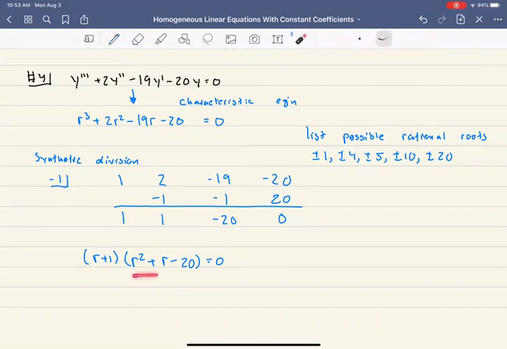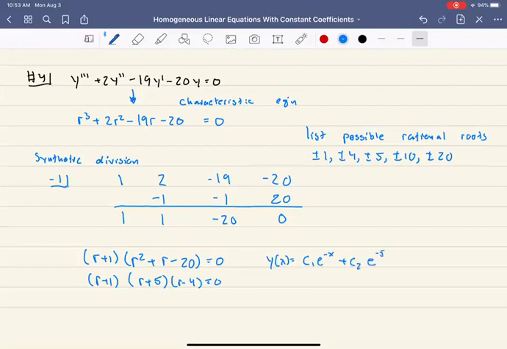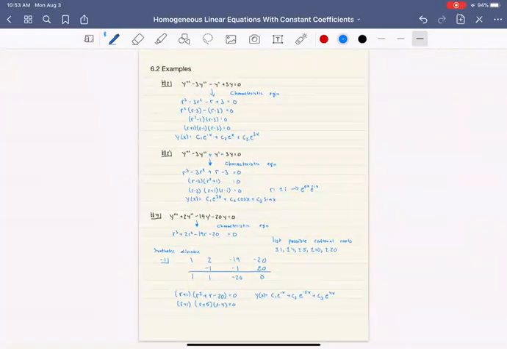So now this I can factor easily. R plus 1, r plus 5, r minus 4 equals 0. So you get y of x equals c1 e to the negative x plus c2 e to the negative 5x plus c3 e to the 4x. All right, we'll come back with some more examples.